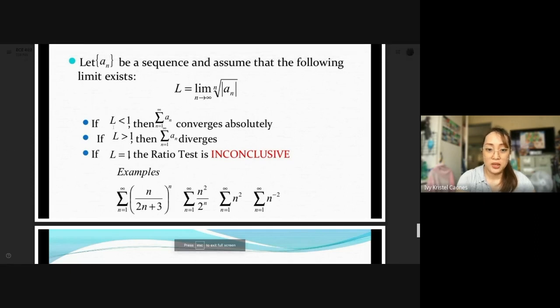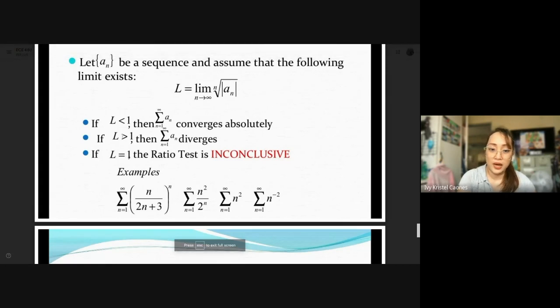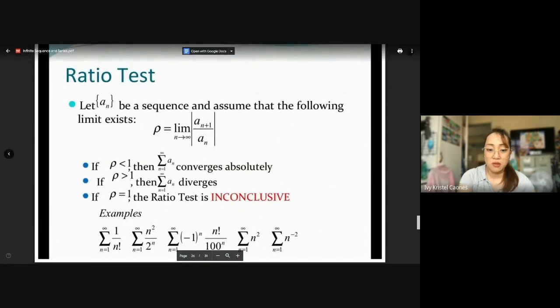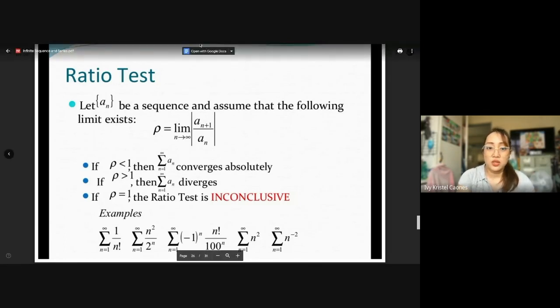if there will be an L less than 1, then your a sub n converges, and if your L is greater than 1, it diverges. Kapag nag-1 yon, then the test is inconclusive. Ang ratio naman, if your ratio is less than 1, then converges, and if your ratio is greater than 1, it diverges. At kapag equal sa 1, it is inconclusive.